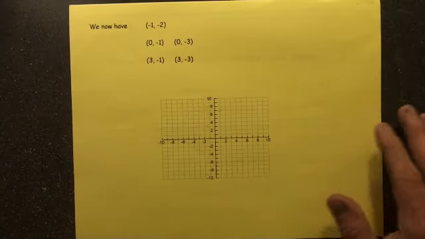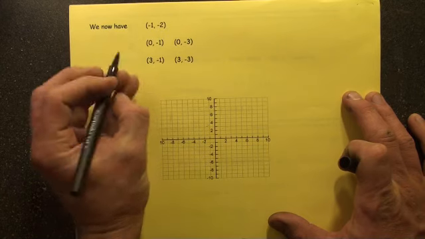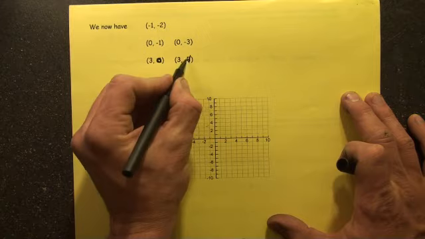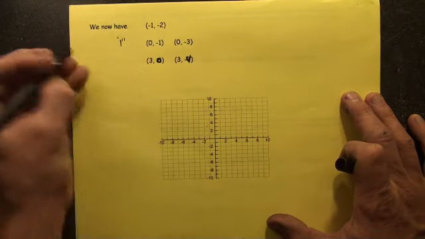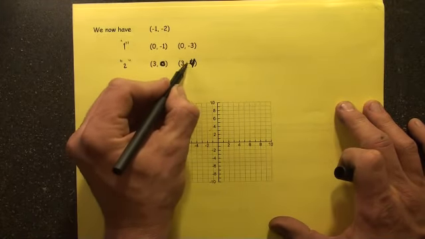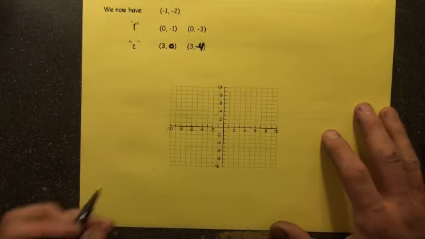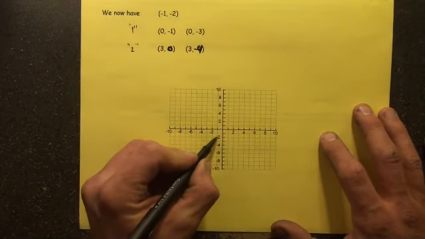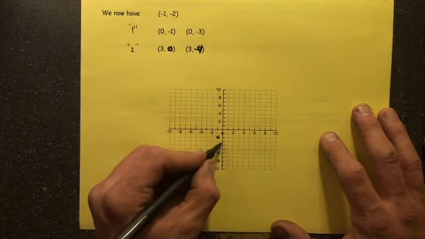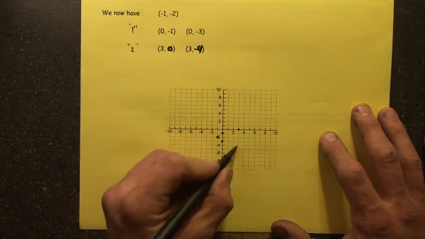All right. Now, we have -1, -2 is the vertex. We've got 0, -1, 0, -3. These were the quote-unquote 1s. These are the quote-unquote 2s. We just got done doing the 2s, and this is where I messed up. Now, we're going to go ahead and graph these 5 points. -1, -2, right there. 0, -1. 0, -3, right there. 3, 0, 3, -4, right here.